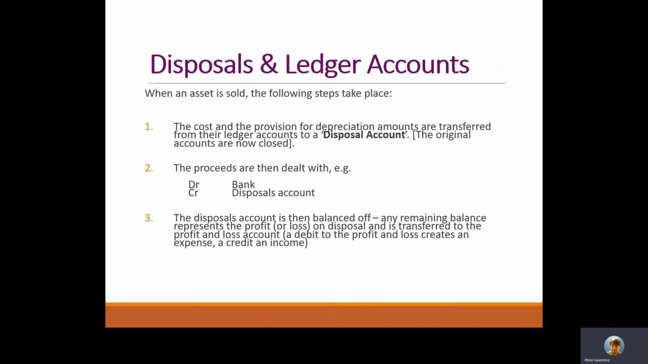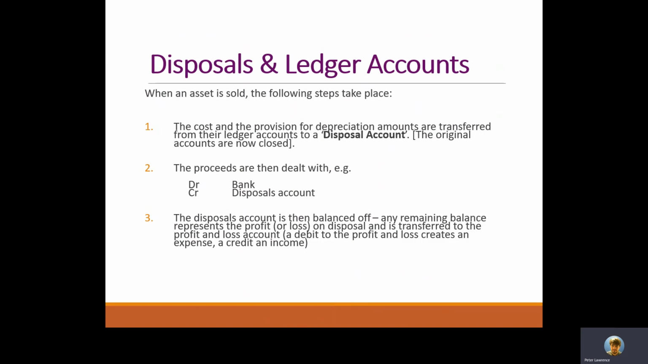So just again, you're going to credit the asset, debit the disposal with the value of the asset that you're selling, and then you're going to credit the disposal with the amount of depreciation and debit the depreciation account, just to remove any depreciation that asset has accumulated. We then deal with the proceeds, so we'll debit the bank with the amount of money actually received and we'll credit the disposal account.